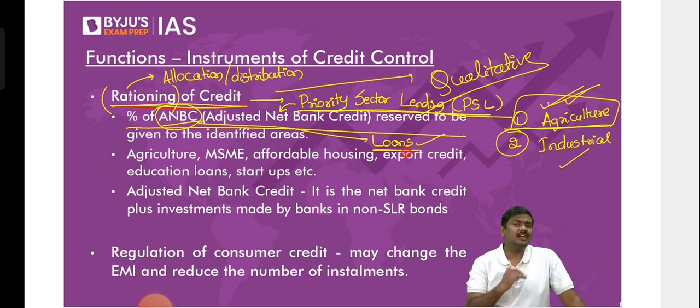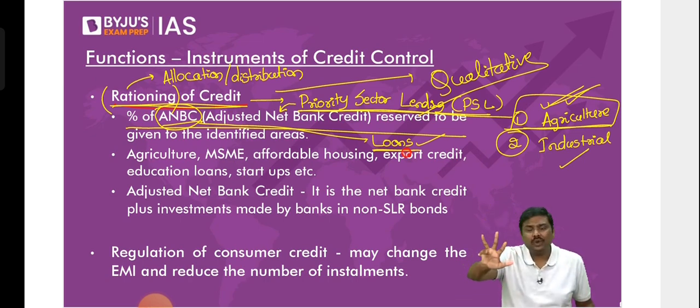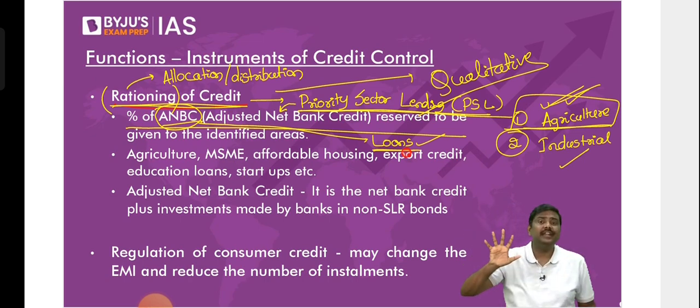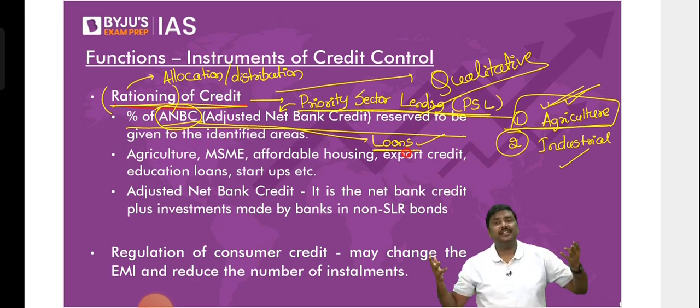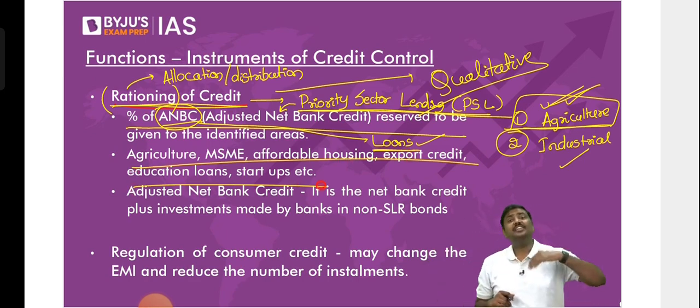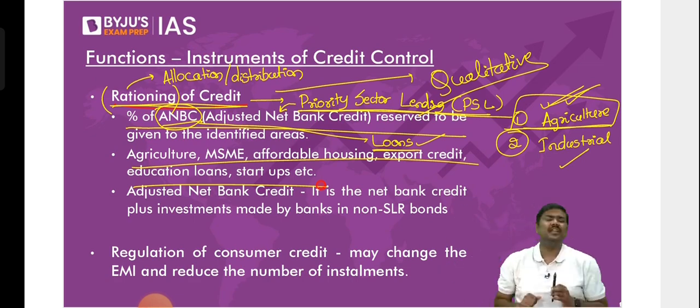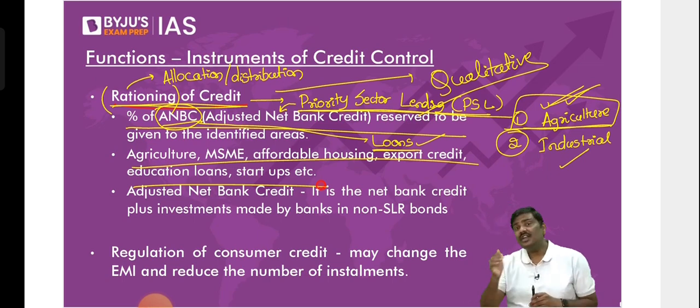What kind of sectors are covered under PSL? We have the agriculture sector, educational loans, export credit, micro, small and medium enterprises, weaker sections of society, startups, affordable housing, etc. There are a total of eight sectors. I've listed some of them here. Export credit is to promote exports; to the exporters, some loans are provided. We'll understand that also when I take up international trade. So: export credit, startup loans, the MSME sector.